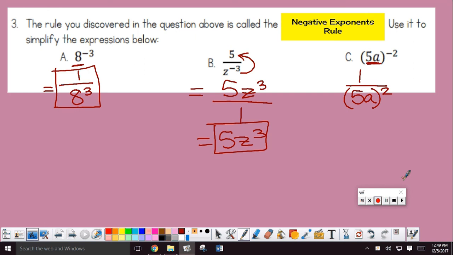Hold on. Here's what I want you to consider. If you do not put parentheses, what is being raised to the second power? Only the a. What is being raised to the second power in this case? All of it, 5a. Do you see that these two things are not equal? They are not equal at all. So you have to include the parentheses. If you want to expand it and write 1 over 25a squared, you can. If you leave it like this, I would accept this also.